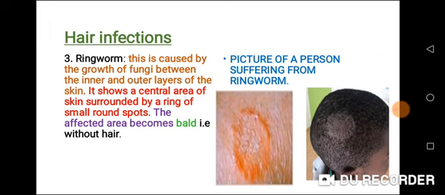The next hair infection is ringworm. This is caused by the growth of fungi between the inner and outer layers of the skin. It shows a central area of skin surrounded by a ring of small round spots. The affected area becomes bald, that is, without hair.